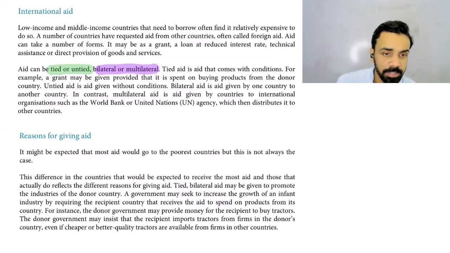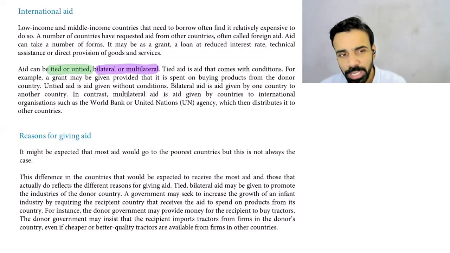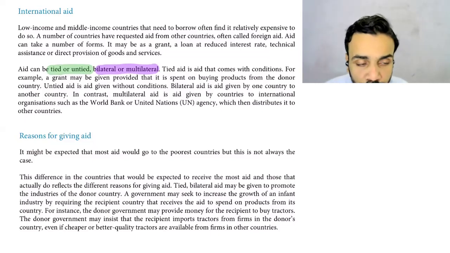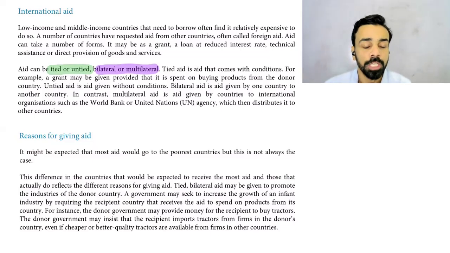So we get the aid. Now we are in debt to the US, and at the same time, we're buying their goods. It's actually a win-win situation for them. Now they have loaned, our country owes them, and at the same time, you can see that your trade has also gone up. That's fantastic, right?